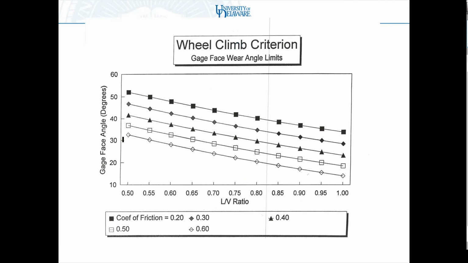And again, if you do a sensitivity analysis, if you fix your gauge face angle, let's say we fix our gauge face angle at 30. As my coefficient of friction increases, my L over V threshold decreases. As my coefficient of friction decreases, my L over V threshold increases. Exactly the same as the Nadal equation, except with this particular relationship.